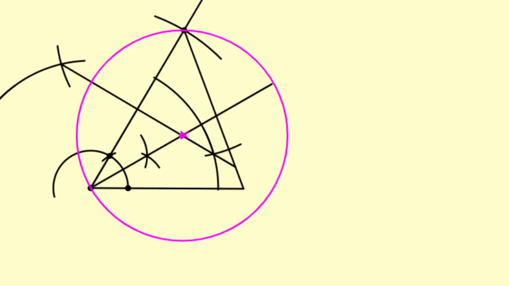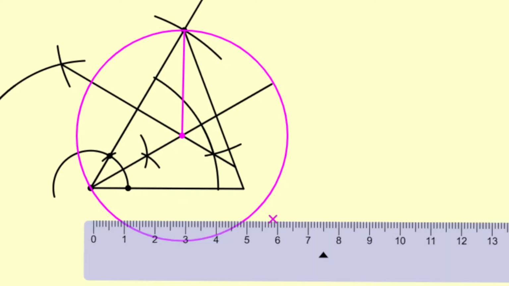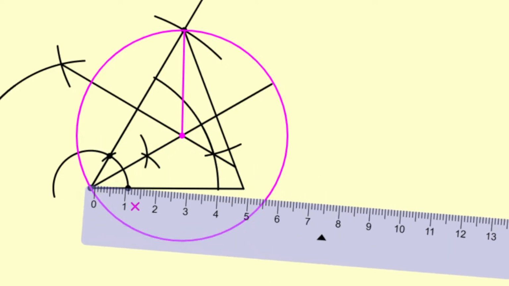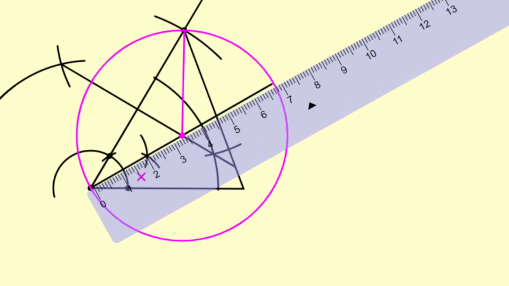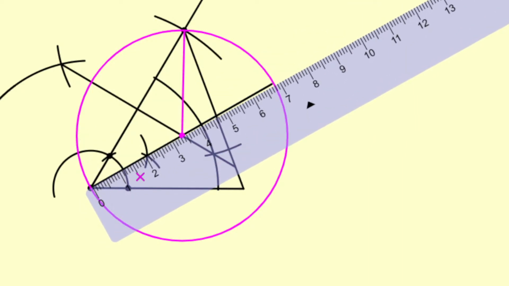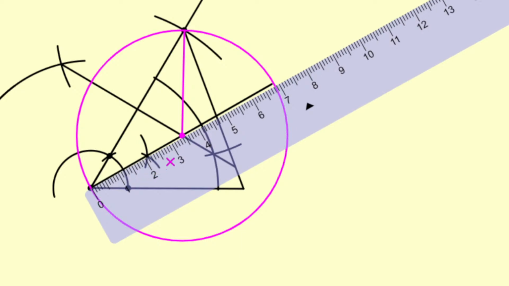Radius of the circle you can get. You can measure PA or PB. So radius, let's see how much radius we are getting. Radius of the circle you can check. So it is around 3.4 I am getting. Mine's maybe not very proper. Roughly I am getting 3.4.